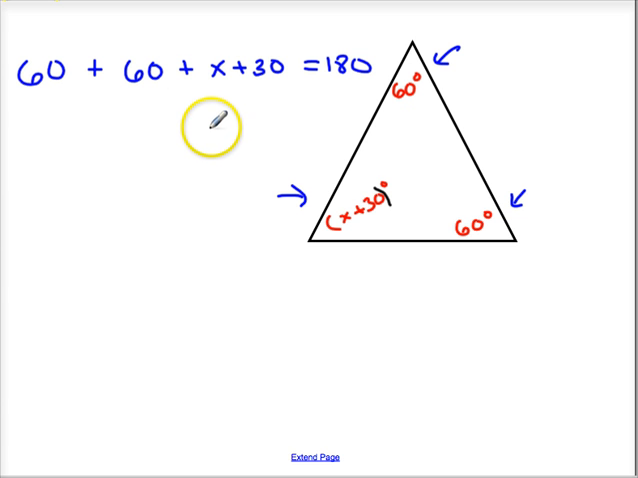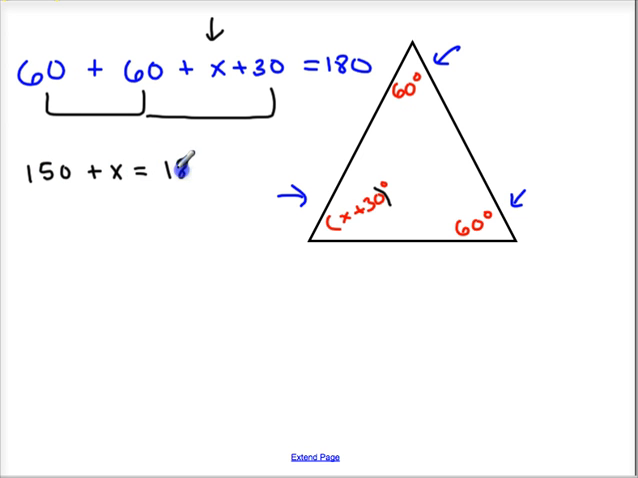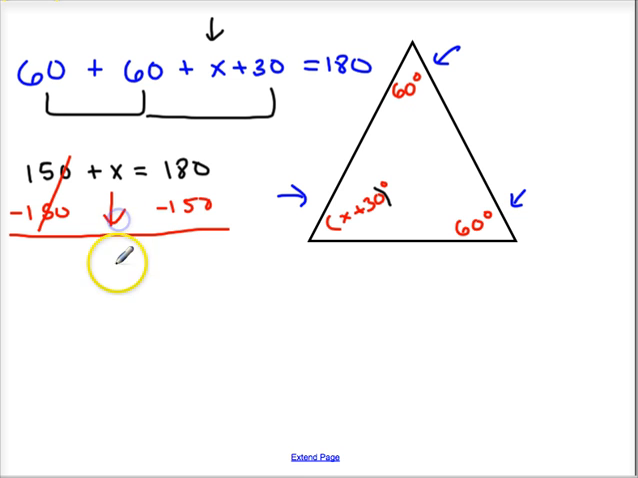Now we have a two-step equation. We want to solve for x. Let's combine like terms first. I'm going to combine 60, 60, and 30. Add 60 plus 60 plus 30, and you get an answer of 150 plus x equals 180. Solve for x. Subtract 150 from both sides. 150 minus 150, see you later. Bringing down my x. And on the other side, 180 minus 150, and I get an answer of 30.